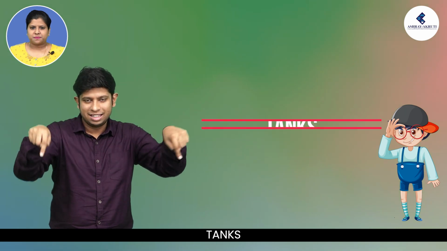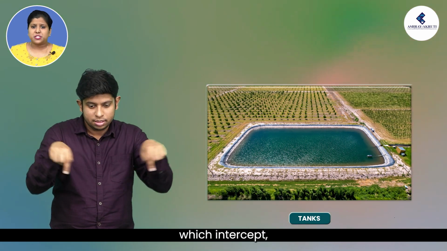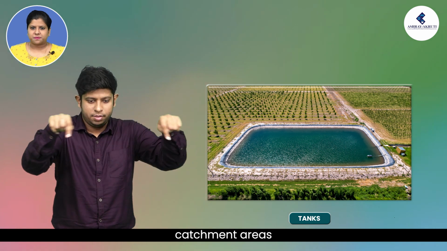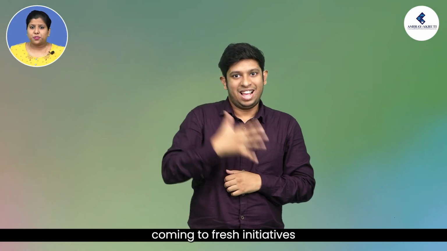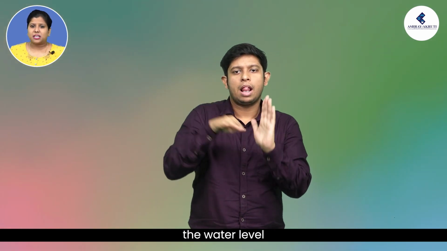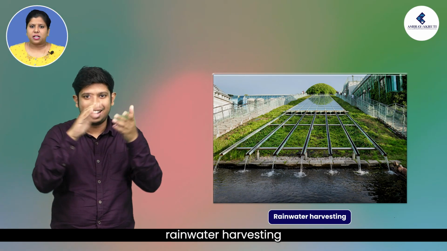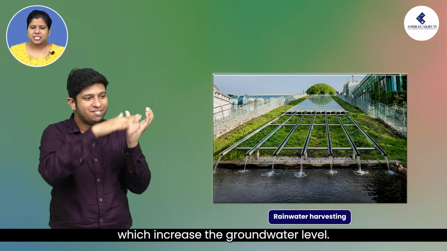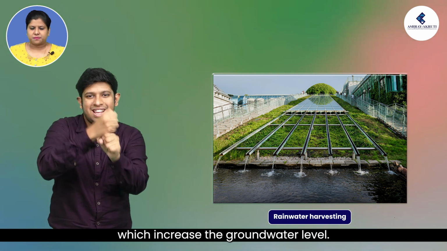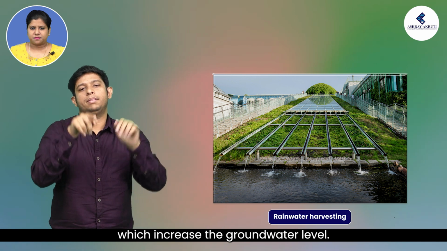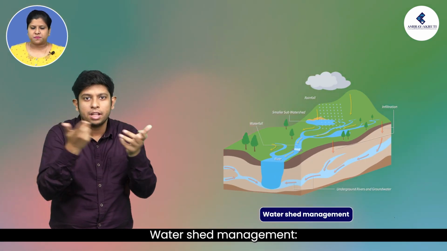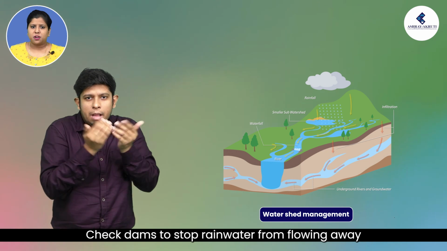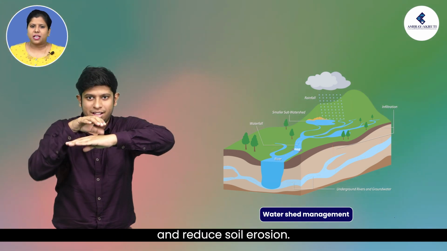Tanks: small storage reservoirs which intercept and store the runoff of small catchment areas. Coming to fresh initiatives to increase the water level, there is rainwater harvesting: build small check dams which increase the groundwater level. Watershed management: check dams stop rainwater from flowing away and reduce soil erosion.